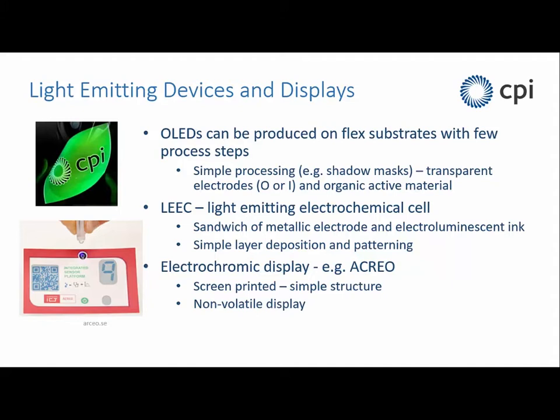The electrochromic display at the bottom here is a non-volatile display. So you apply a voltage to it to change its state. You can then take the voltage away and the display will remain. So those types of displays are great where you've got a limited energy budget and you simply want to note a change of state or a single use of a particular device, for example.